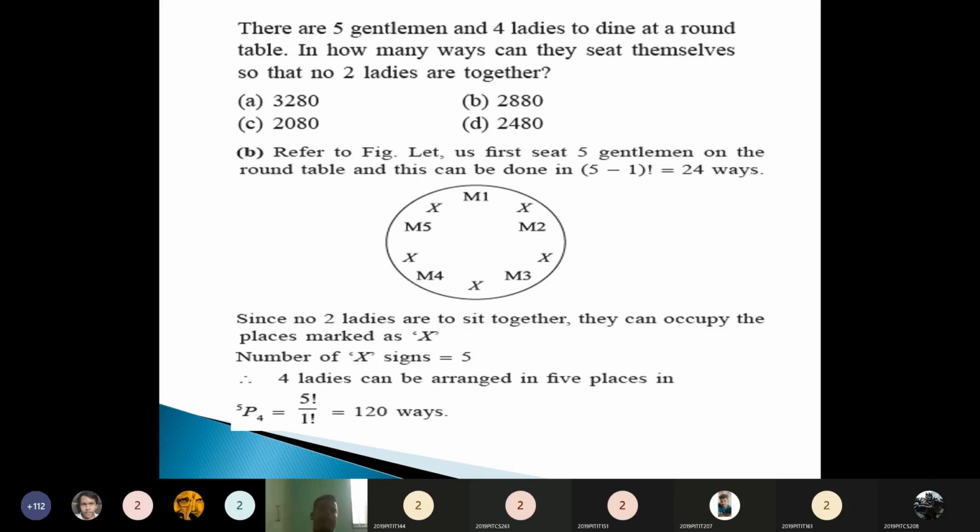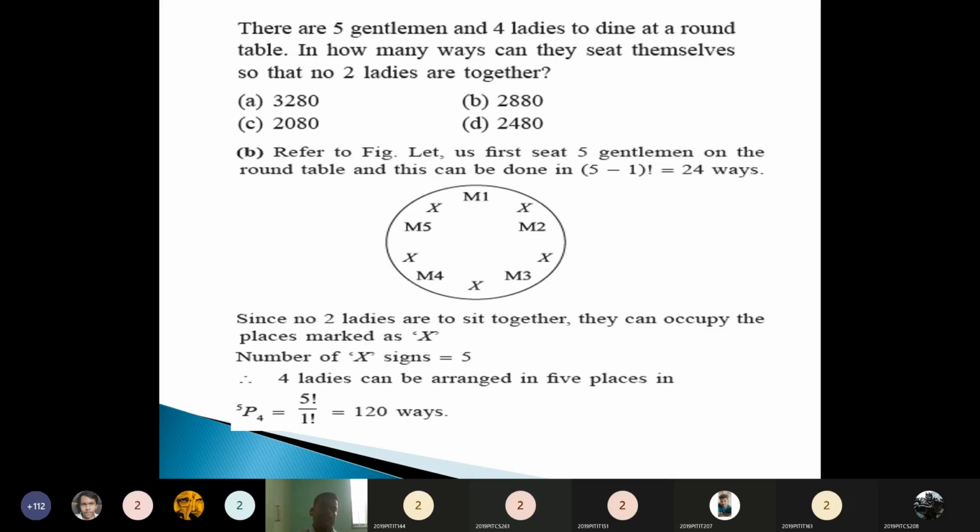Without any condition, we can seat M1, M2, M3, M4, M5. See the diagram. M1, M2, M3 denote the male, I mean gentlemen. So 5 gentlemen in that place you can occupy. Then only you can arrange no two ladies together.